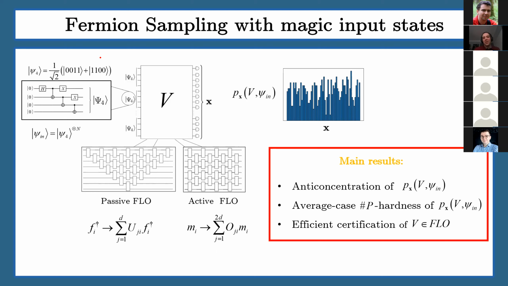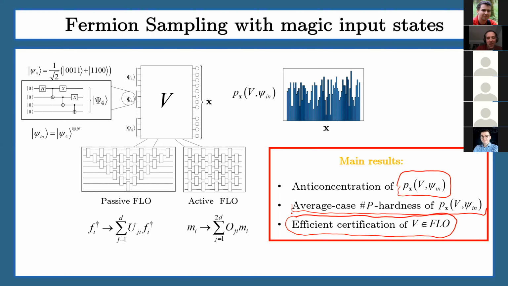First of all, we prove the so-called anticoncentration property for outcome probabilities for typical passive and active FLO circuits initialized in a magic state. Second, we prove average case #P-hardness of outcome probabilities for both classes of circuits. And we also want to say something about certification of this proposal. So we take a step in that direction by showing that you can efficiently certify an unknown operation V, which you know is in this class, fermionic linear optics.